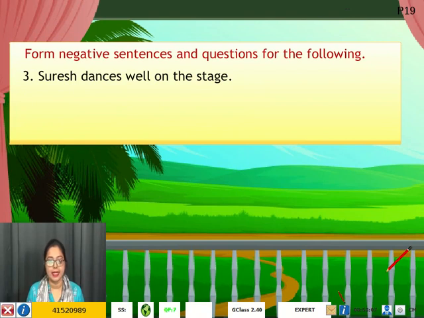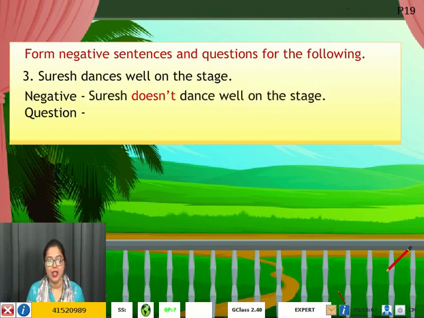Next, you see question number 3 is coming. Suresh dances well on the stage. So this is a positive sentence, and you have to turn it into negative and question form. As you have done earlier with the two sentences, the same thing you are to do now. So first we'll turn the sentence into negative. Okay. So let's see what it comes. Have a look. Suresh does not dance well on the stage.